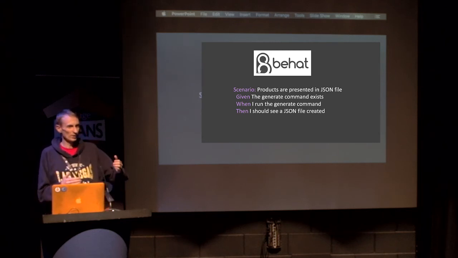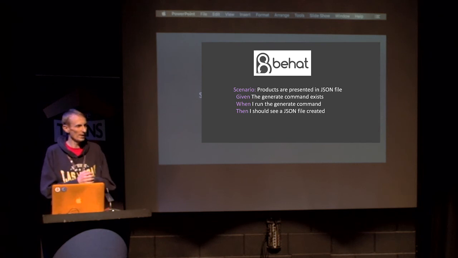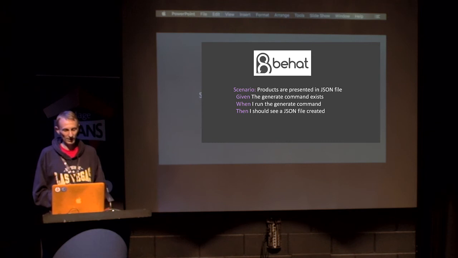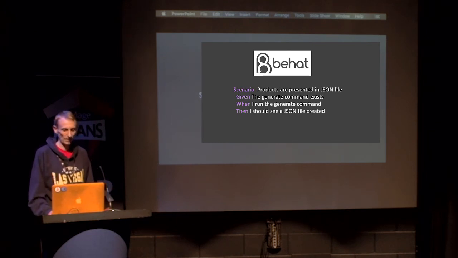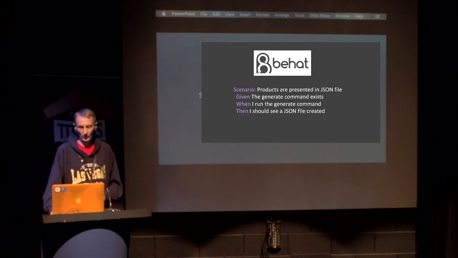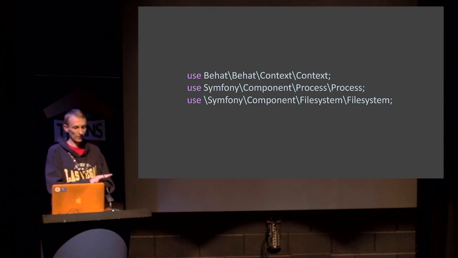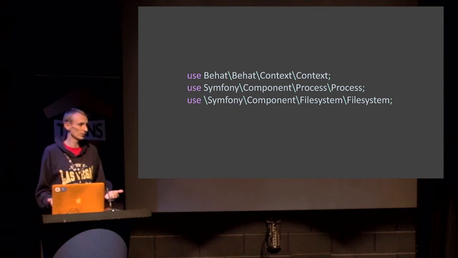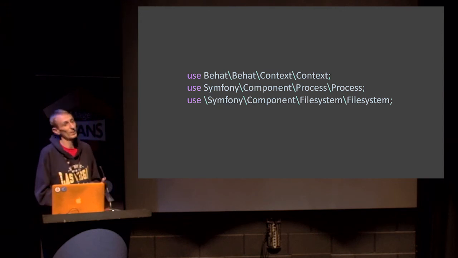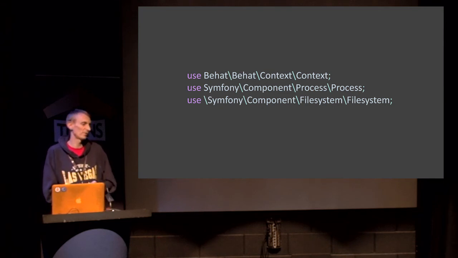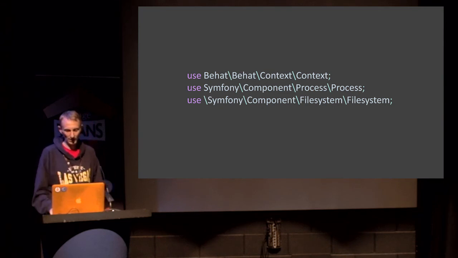So we've got a given, which sets the scene. We've got the when, which is our action, our doing word, and the then, which is the assertion of the test, the scenario that we're wanting to test. And by running Behat init, we get a feature context file. All we really need to do there is make sure we use the context. We're going to pull in a library from the Symfony framework called Process, which is going to allow us to execute PHP processes via our PHP script. And we're going to pull in the Symfony file system just for convenience.